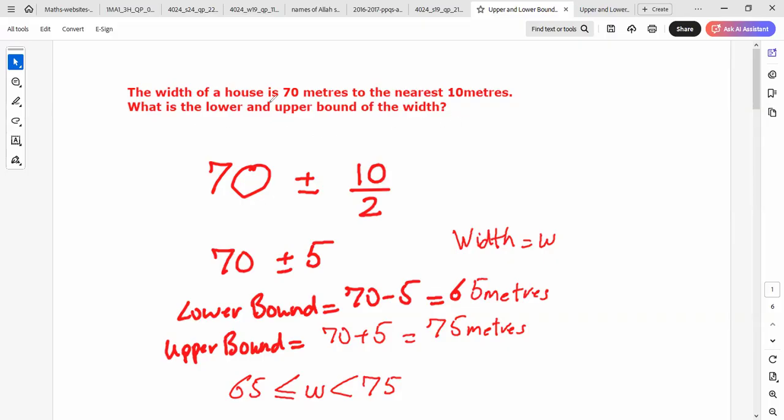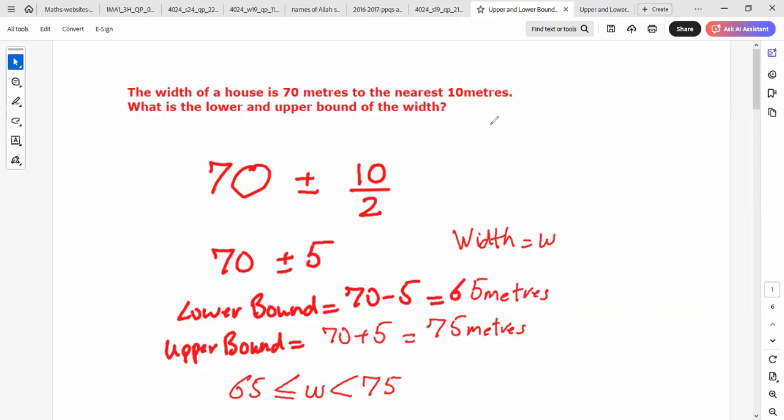In this video, we are going to learn how to find the lower and upper bound of a value. So the width of a house is 70 meters to the nearest 10 meters. We need to find the lower and upper bound of the width. So first of all, the lower bound is the minimum value that will be taken before the number is rounded, and the upper bound is the maximum value that the number can take before it is rounded.